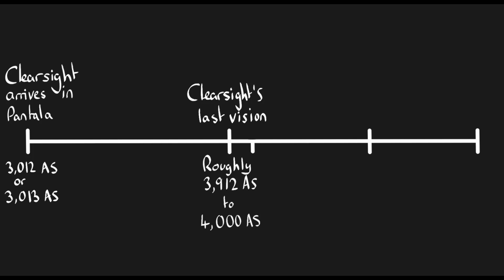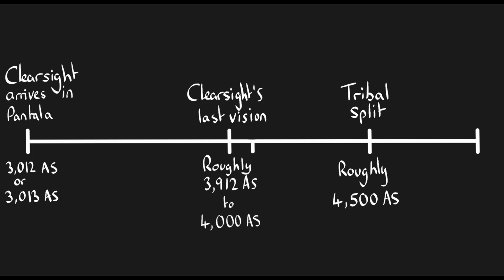The next point in the timeline is when the Beetlewings officially split into two tribes, the descendants of ClearSight becoming the Hivewings, and the descendants of pure Beetlewings becoming the Silkwings. This happened roughly around the year 4500 AS, just over 500 years before present day, which is 5012 AS.